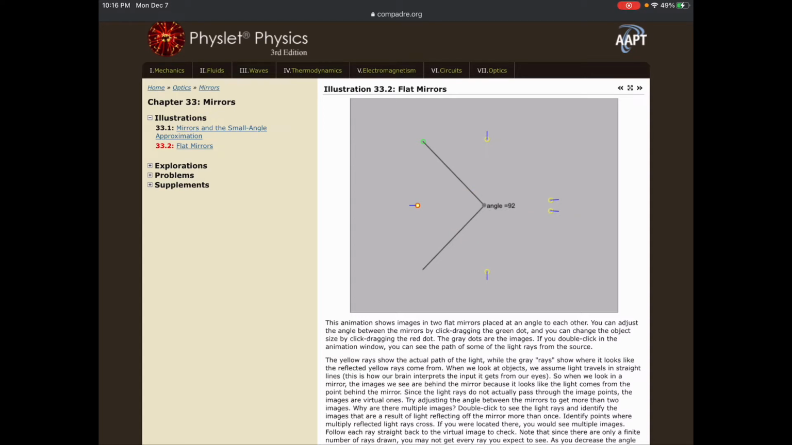We can come up with an equation that determines the number of reflections based off of that angle. So then we don't have to use this applet or use a physical apparatus to find out the number of images. This is based off of a circle, 360 degrees. And so we take that 360 degrees and divide it by the angle between the mirrors and minus 1. And that will give us the number of reflections.